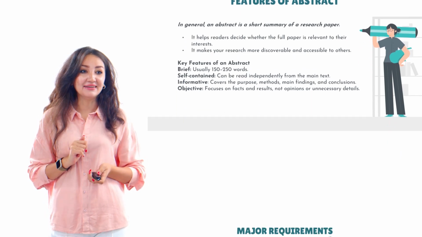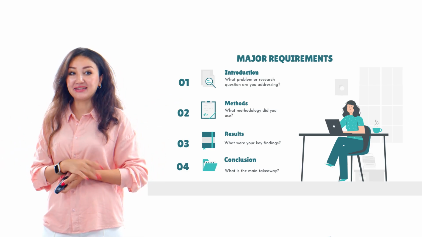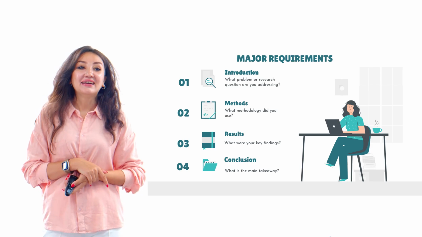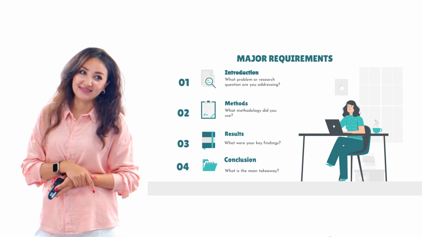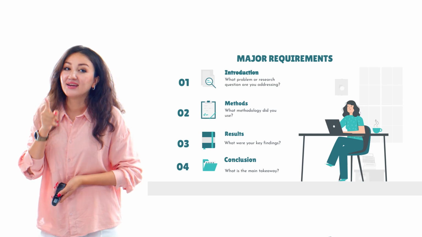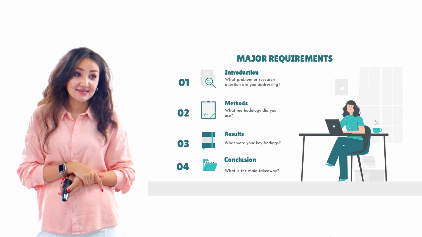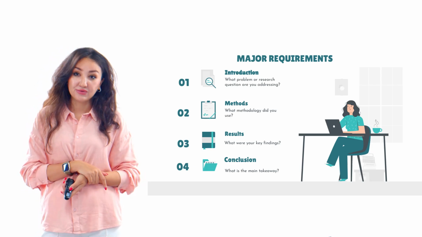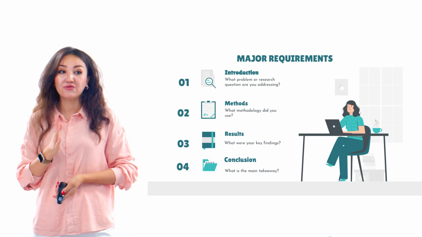All right, let's look at the major requirements for the abstract, because an abstract also has its own major requirements. The first major requirement is the introduction. That is, what problem or research question are you addressing in your research? And the second major requirement, methods. What methodology did you use in your field, right? What kind of methodology did you use in your field?